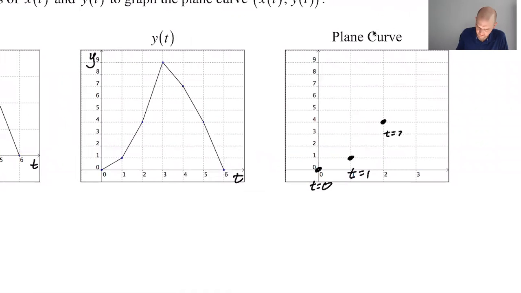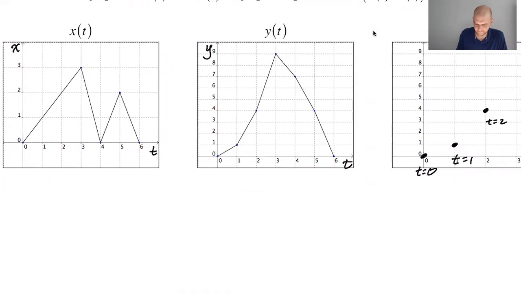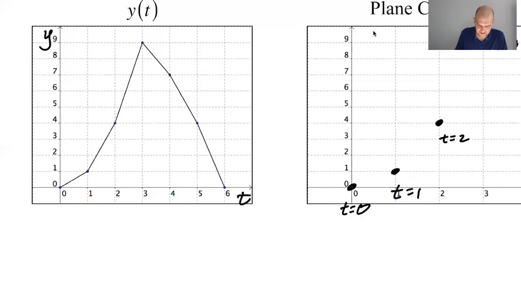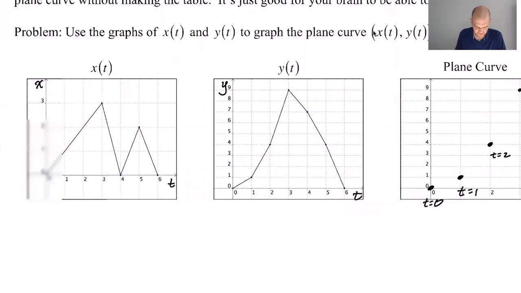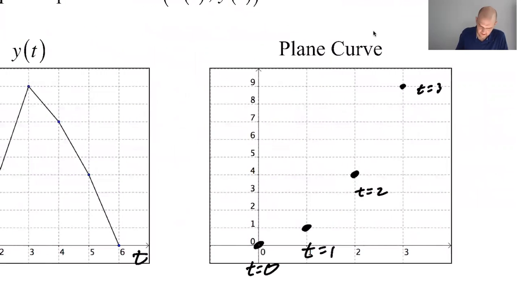So t equals 2. When t is equal to 3, t equals 3 is interesting for both of them, there and there. So x is 3, y is 9. That's when t equals 3. When t is equal to 4 is interesting for y. It's also interesting for x. So it's going to be 0. Wow, that's a big change in x. So we get to 0, 7. That's up here. So that's t equals 4.